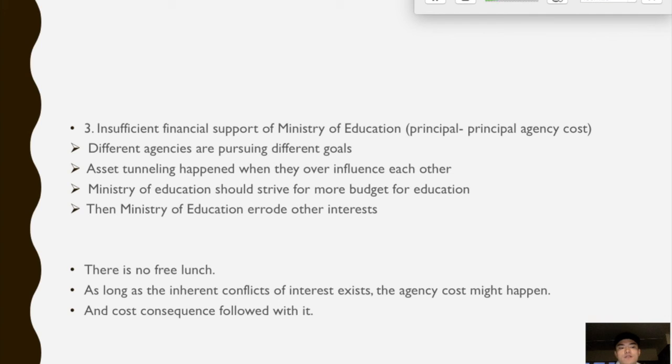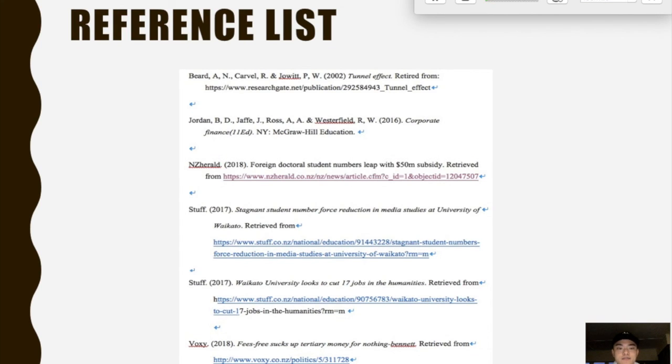As we can see from those three cases, agency costs can happen within the university, among the government agencies, or between the government and the university. Unfortunately, as long as the inherent conflicts of interest exist, the agency cost might happen and the cost consequence follows with it. Thanks for your attention.